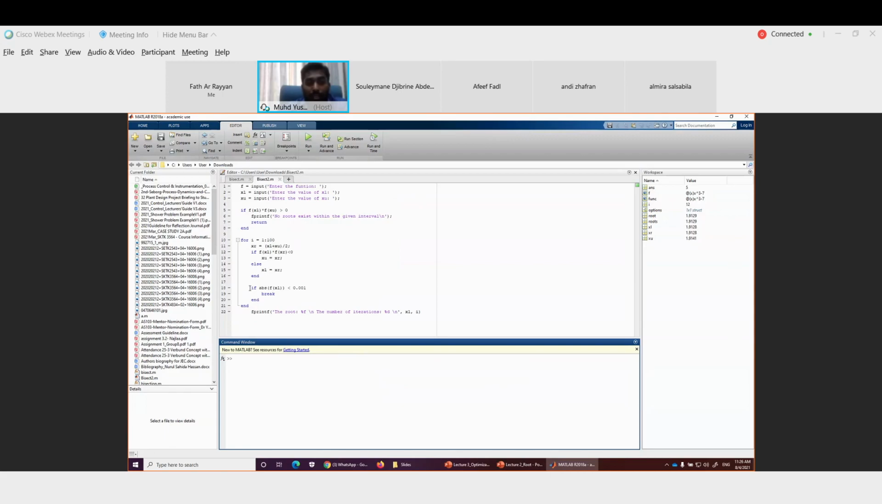And then to terminate the equation, if the absolute value of fxl is less than 0.001, which is nearly 0, I put 0.01. If it's nearly 0, it will just end the iteration there.